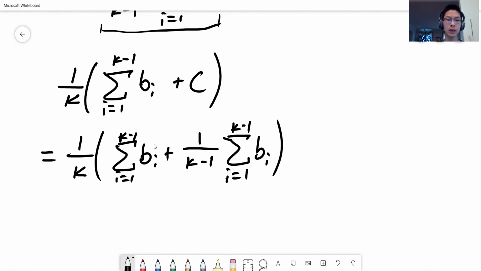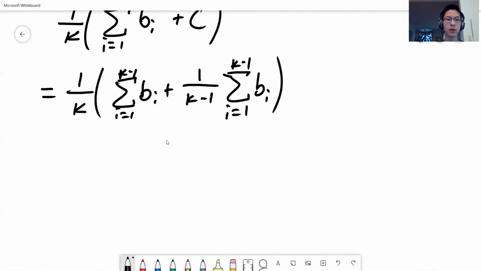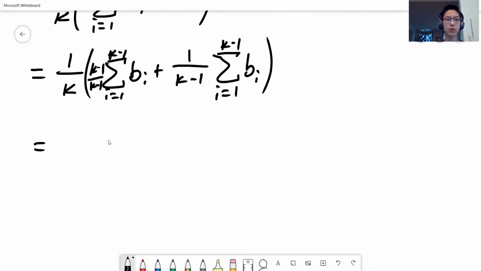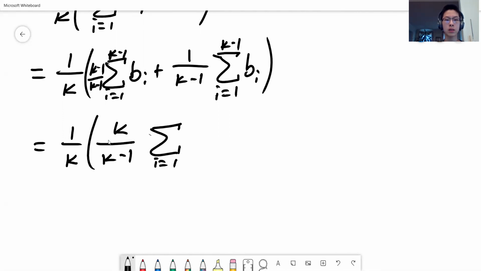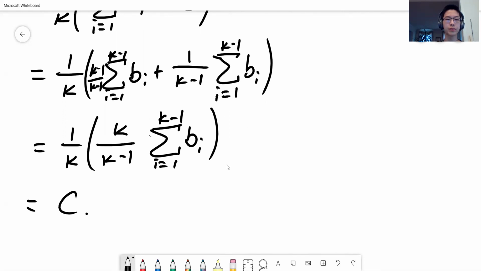So this is going to be, if we write in front of this (k minus 1)/(k minus 1), and use the distributive properties, then this is going to be 1 over k times k over k minus 1, and then the sum of the bi's. And then you can see that this is obviously C, right?